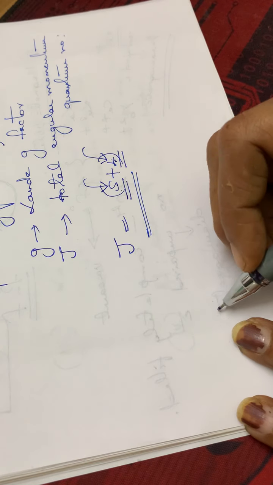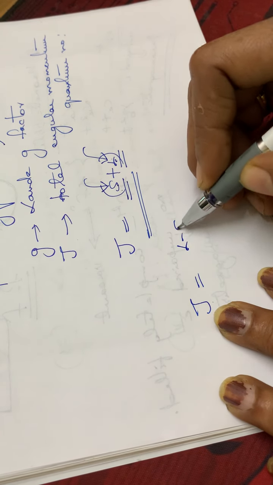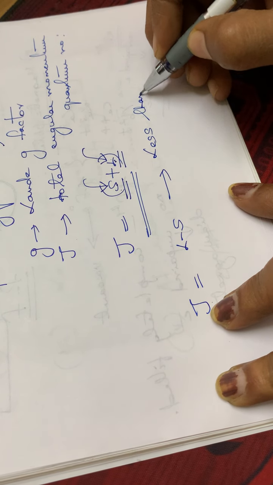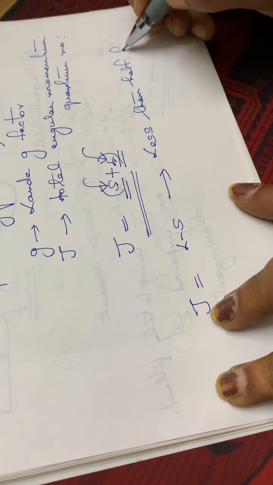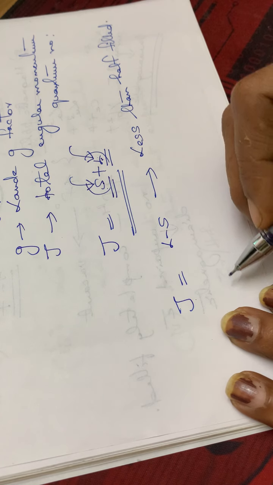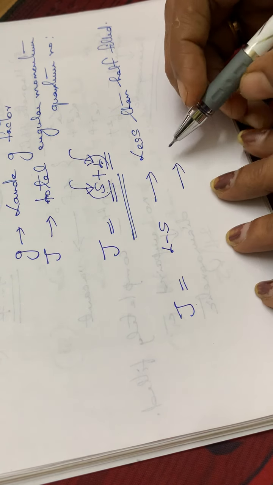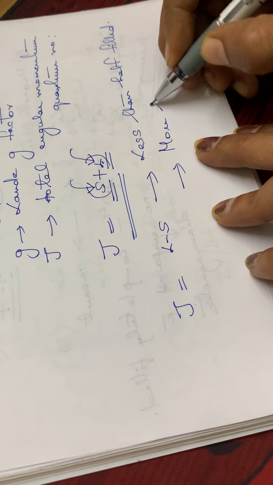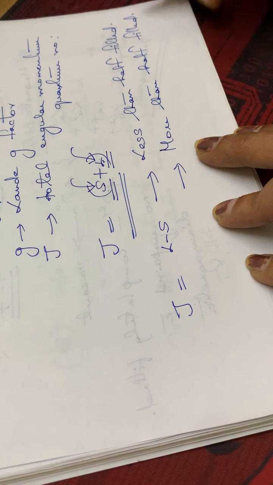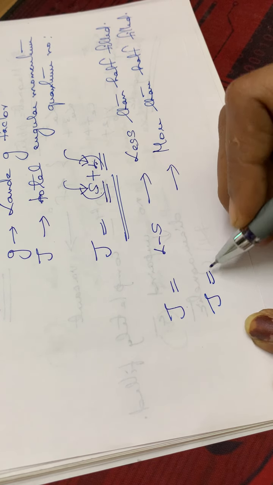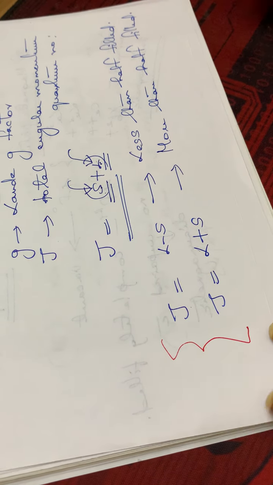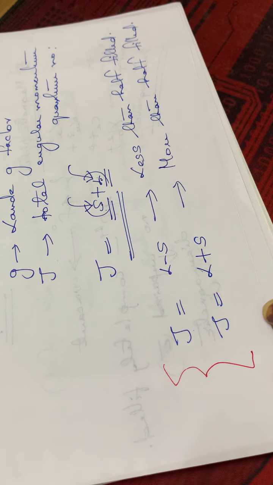And also again two conditions are there. J is equal to L minus S when the orbital is less than half filled. When the orbital is less than half filled, J can be calculated by using the formula J is equal to L minus S. And if the orbital is more than half filled, then we can use the formula J is equal to L plus S. So these two conditions also you have to remember. J is equal to L minus S means less than half filled.